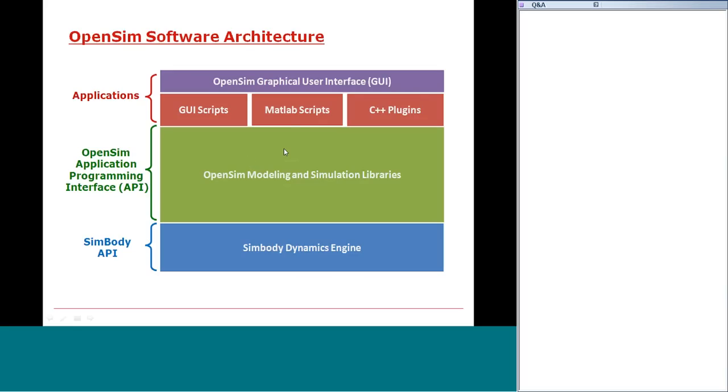If you know C++, you can write plugins that call these tools directly and create new muscles, new controllers, and more. Starting in 3.0, you can also call the API functions directly from a script in Matlab or the GUI. Then finally, at the foundation of OpenSim is SimBody. The OpenSim API uses the SimBody libraries, or API, for its dynamics engine. This means that we can call SimBody functions to do things like perform matrix operations and simulate contact forces, so that we don't have to reinvent the wheel in OpenSim.